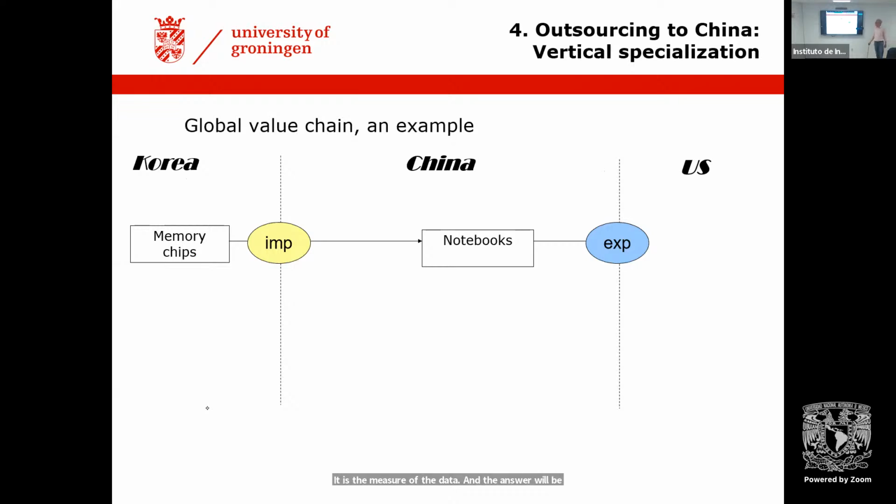So this is again vertical specialization, the global value chain. We're going to look at the imports that go into the exports. And again, we take a notebook produced or assembled in China. It's exported to the US, and it includes, for example, some memory chips from Korea in this example. In the US, well, it sells to wholesale and retail trade. They sell it to firms and consumers.